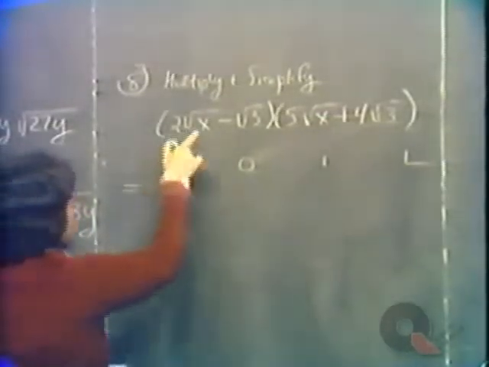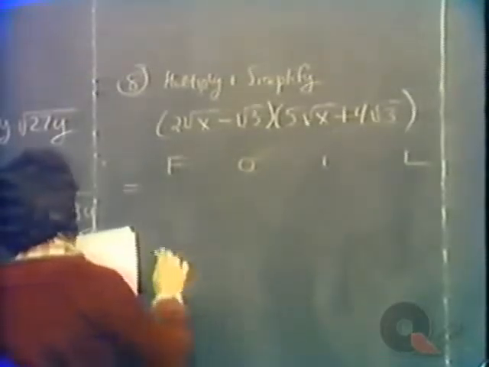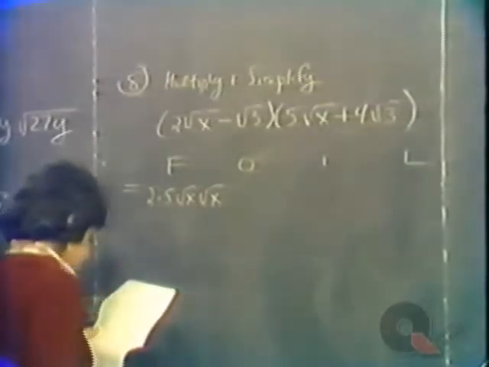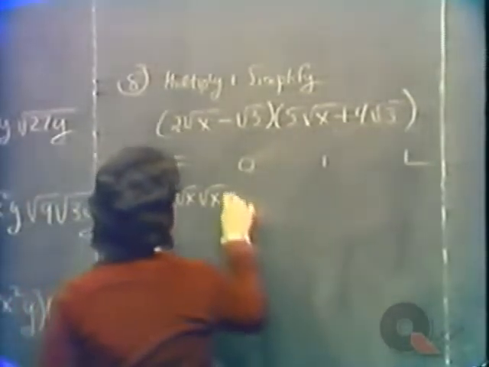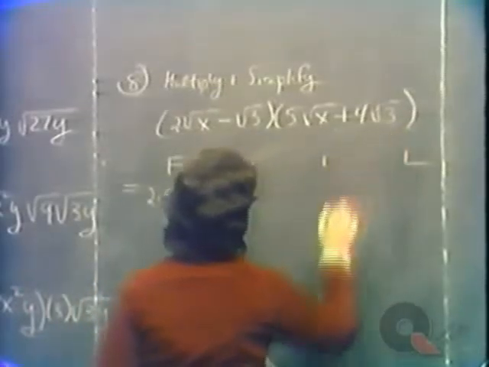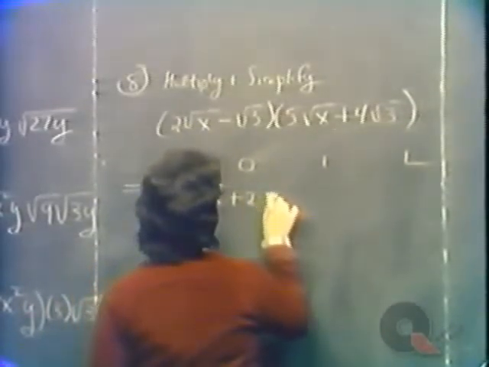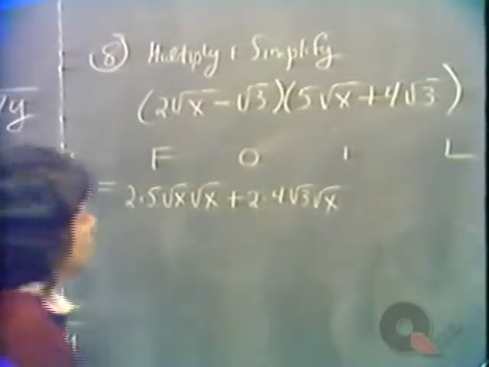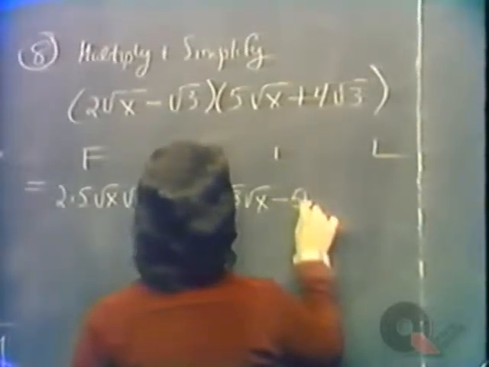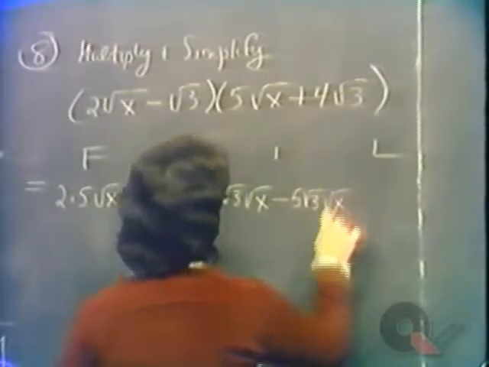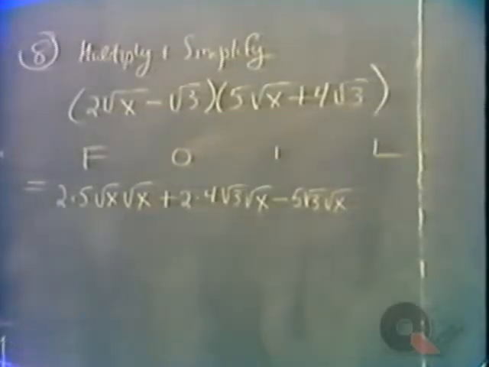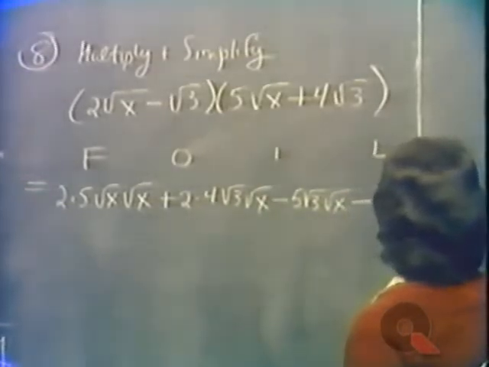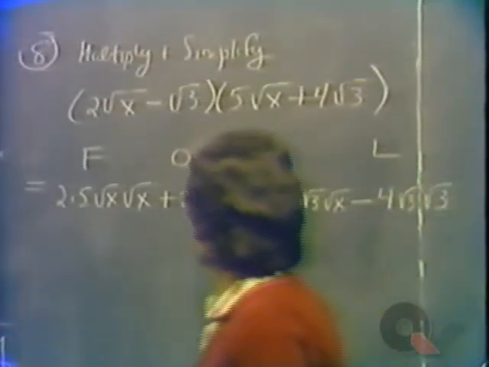First, we will have 2 the square root of x times 5 the square root of x. We generally write the constants first, so 2 times 5, square root of x times the square root of x. And then outer, 2 the square root of x and 4 the square root of 3, so 2 times 4, the square root of 3 times the square root of x. Inner, minus 5 times the square root of 3 times the square root of x. And last, minus the square root of 3 times plus 4 the square root of 3, minus 4 the square root of 3 times the square root of 3.